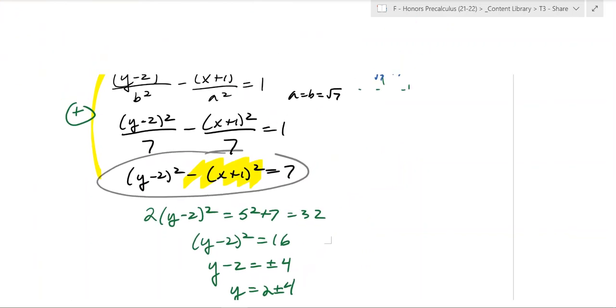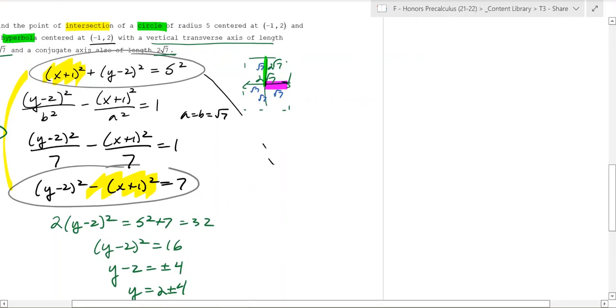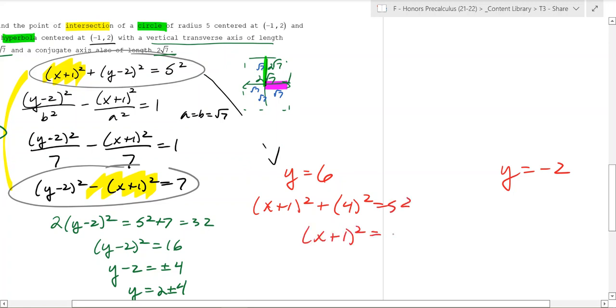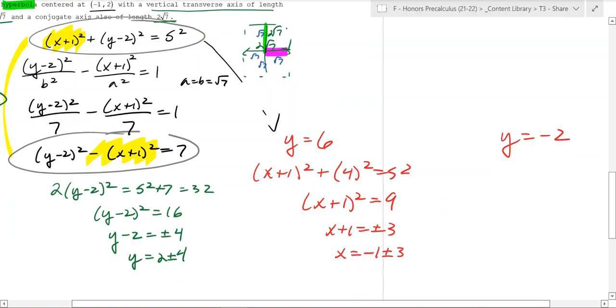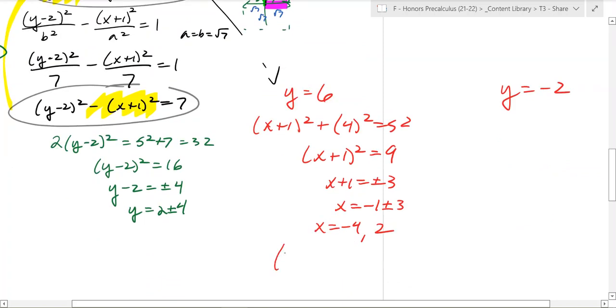You can go back to either equation. I'll take the circle. Let's say y is 2 plus 4, which is 6, or y is 2 minus 4, which is negative 2. If you plug in 6, you end up with (x + 1)² plus (6 - 2)², which is 4², equals 5². So (x + 1)² equals 25 minus 16, which is 9. Take the square root, so x + 1 equals plus or minus 3, so x equals negative 1 plus or minus 3. That means x equals negative 4 or x equals 2. So you end up with two answers here: (2, 6) or (-4, 6).